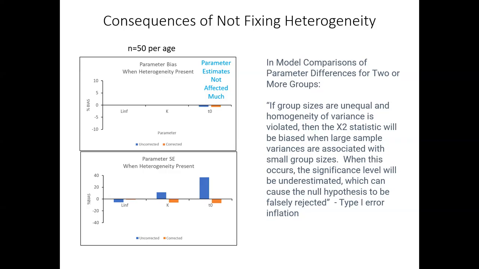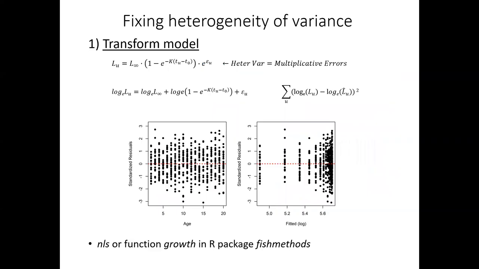And so what this can do is essentially inflate your type 1 error, which means you will be detecting differences more frequently. You'll find differences in comparisons more than there should be. So that's why it's really important to fix heterogeneity if it's detected in your data. So how can you do that?